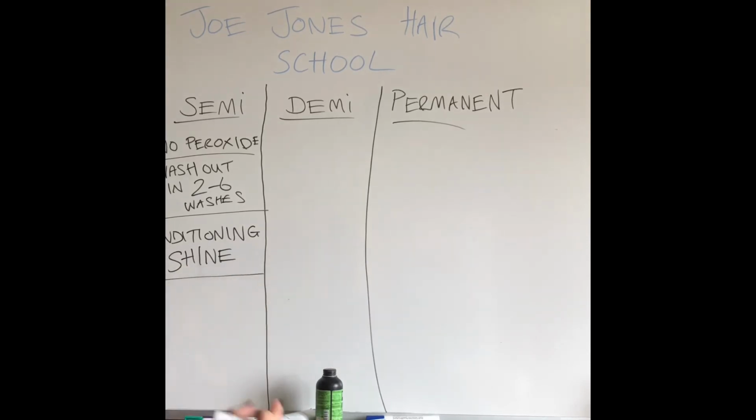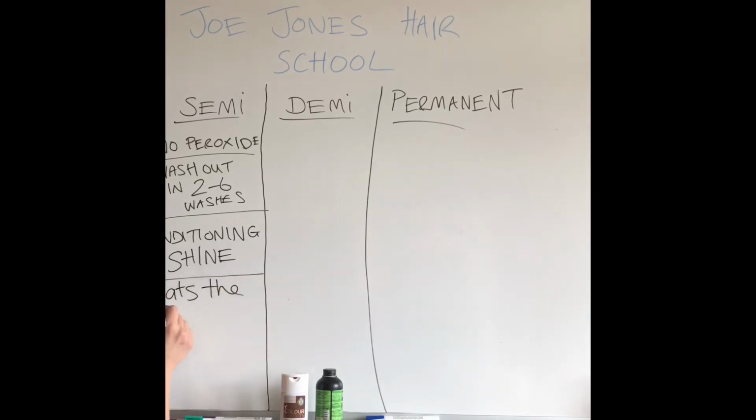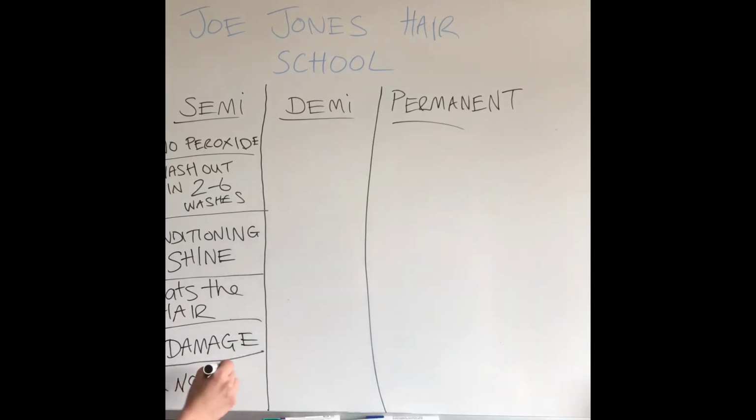I think the main thing to think when you think of semi-permanent colour is that it's coating the hair. So it coats the hair, and for that reason, no damage, but no lift. It will not lift your hair. Right, so we've got that. So that's the semi-permanent colours.